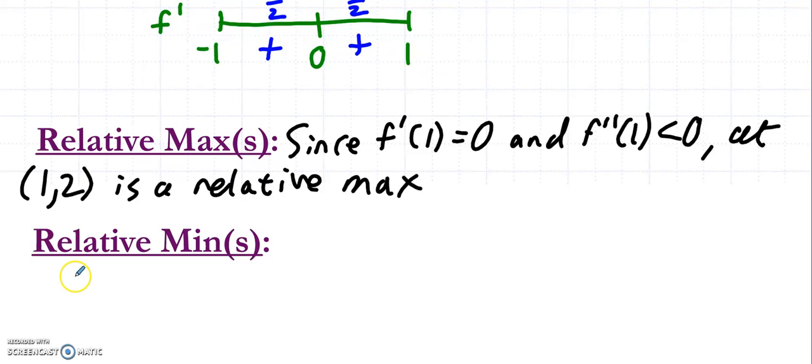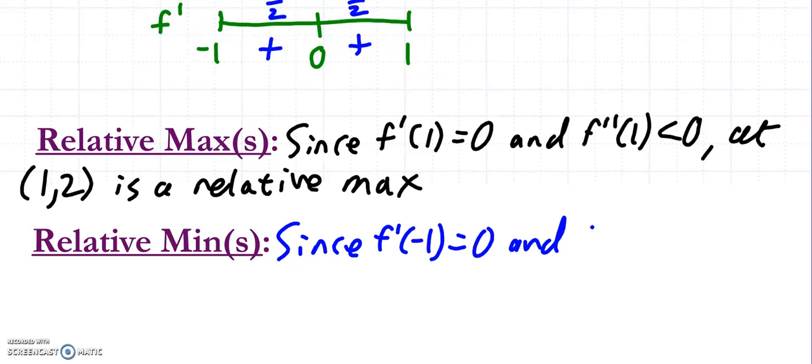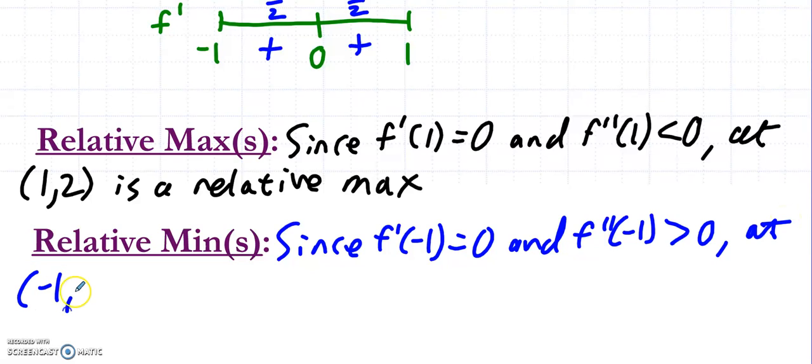So then we can also say, since f prime of -1 equals 0, and f double prime of -1 is greater than 0, at -1, -2 is a relative min. There we go.